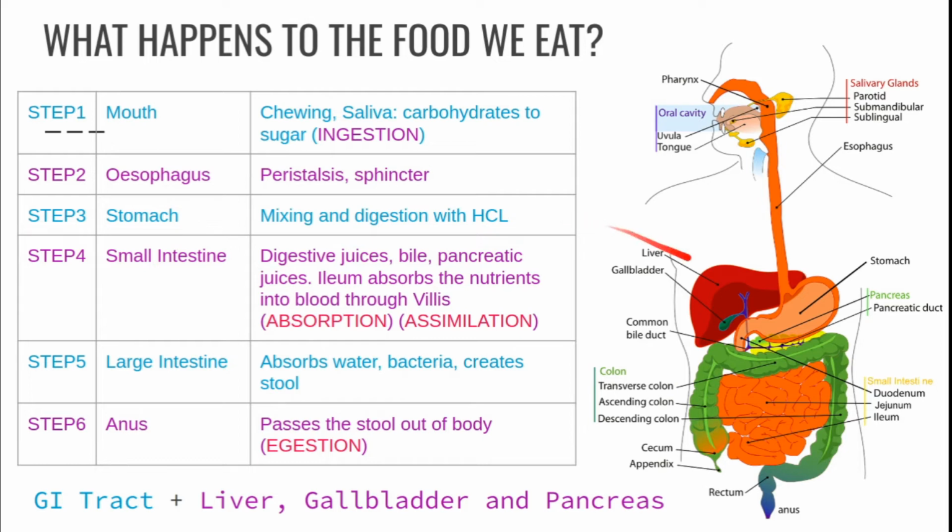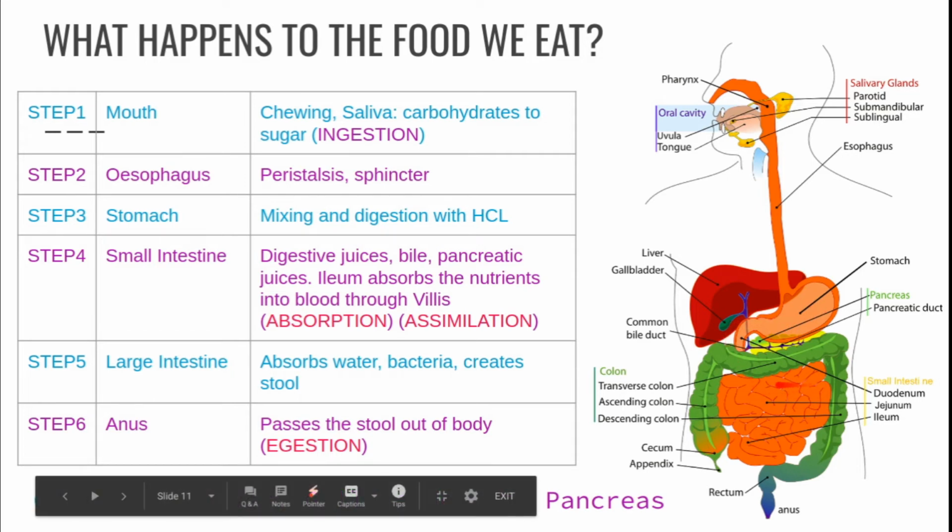Now the inner wall of the stomach is a mucous membrane, so that the stomach is not damaged by the hydrochloric acid or the acidic contents present in the stomach. Once the food is thoroughly mixed and partially digested, there is another sphincter at the end of the stomach which opens up and the food is passed to the small intestine.